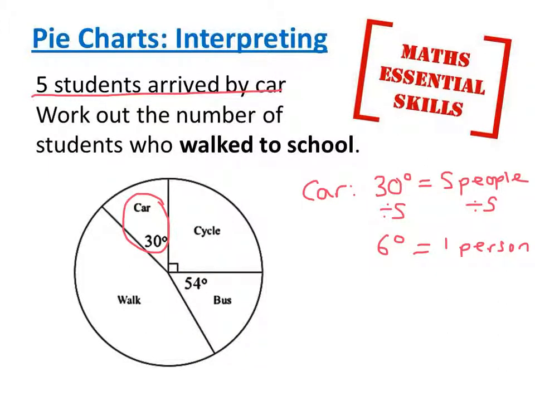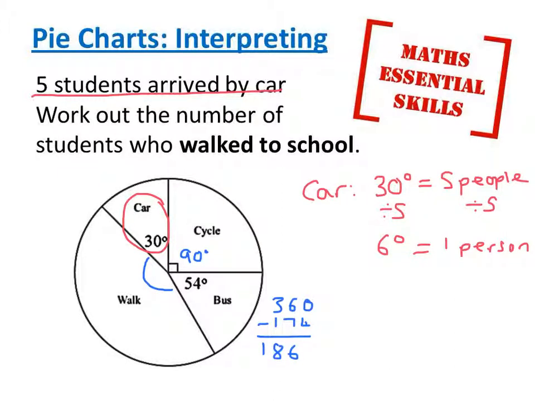So how many students walk to school? Well, let's first of all work out what this angle is using angles round a point add up to 360. So 30, add 90, add 54. These three numbers add up to 174, and 360 take away 174 gives me an answer of 186.